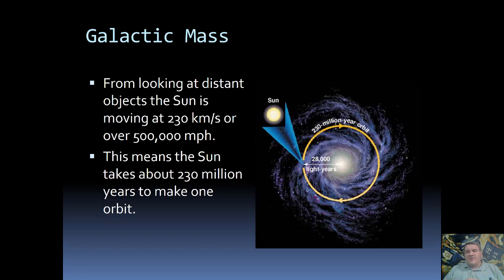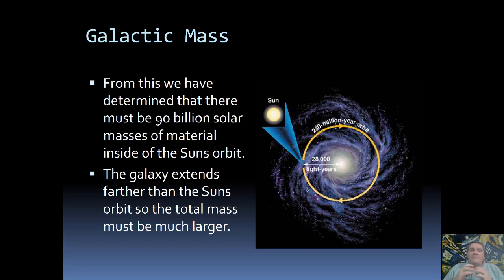Now, what this means about the motion of the sun is that it actually takes about 230 million years for the sun to orbit once around the center of the galaxy. Based off of this, we have determined that just inside the sun's orbit, there's somewhere around 90 billion solar masses of material. Around 90 billion. Now notice that the sun is not at the very edge of the galaxy. What this means is that 90 billion is not the mass of the entire galaxy.